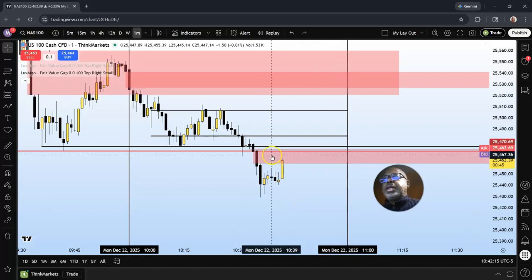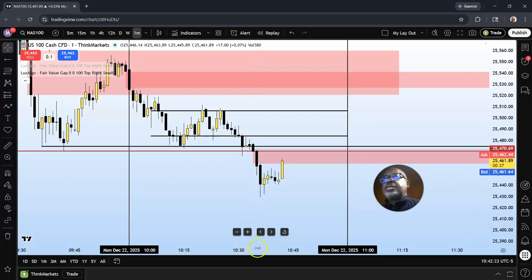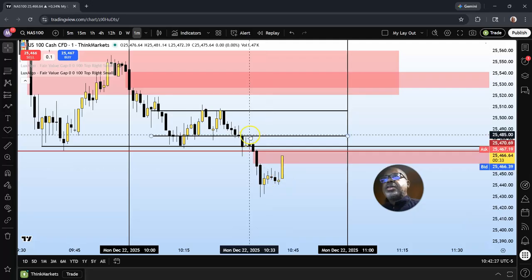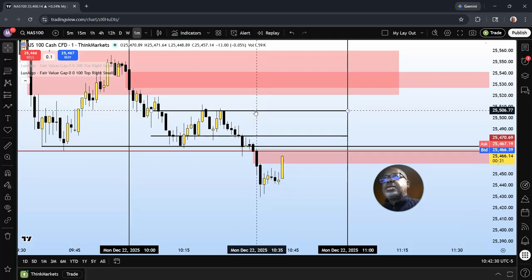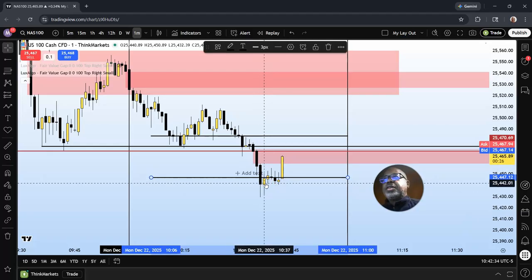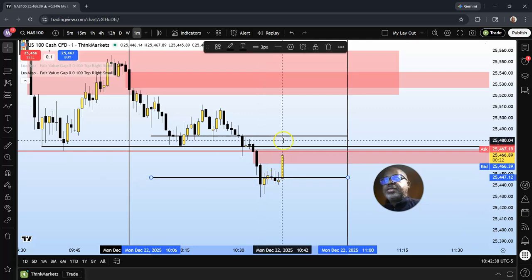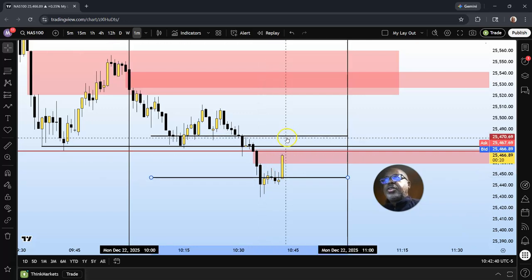So it goes up in the fair value gap, surpassed this area, broke this area. Bring this down here. This is a yellow candle. It broke the yellow candle and went higher. So I'm waiting for it now to break this.